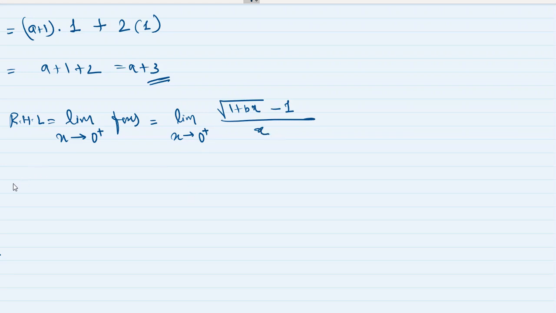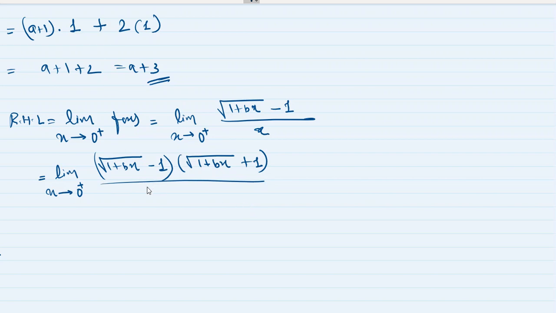Okay, now before using any h method or anything like that, I would like to simplify the definition of this function, keeping the limit x tending to 0 plus, under root of 1 plus bx minus 1 multiplied by under root of 1 plus bx plus 1, the whole upon x multiplied by under root of 1 plus bx plus 1, I'm sorry.